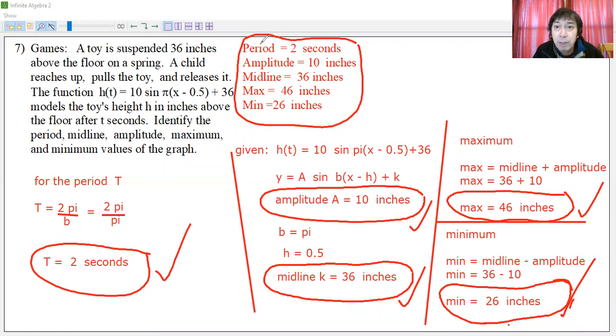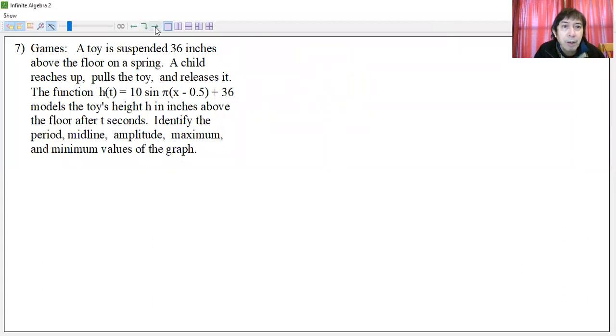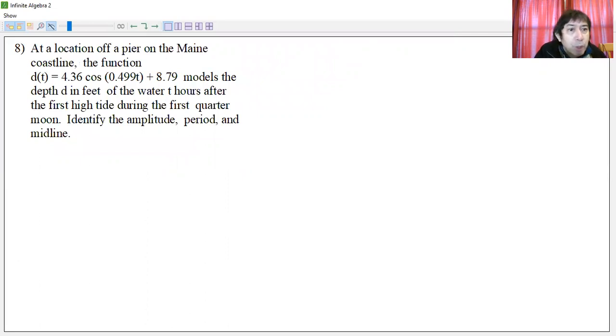Let's proceed to the next, number 8. This is number 8. It has something to do with high tide. At a location of a pier on the main coastline, the function d of t is equal to 4.36 cosine 0.499t plus 8.79 models the depth d in feet of the water t hours after the first high tide during the first quarter moon. Identify the amplitude, period, and midline.